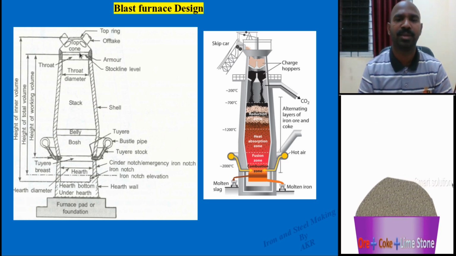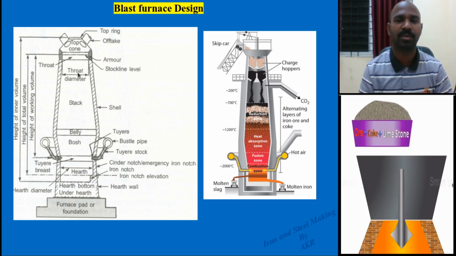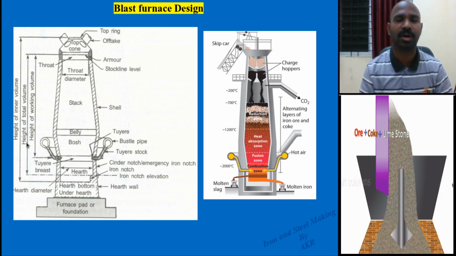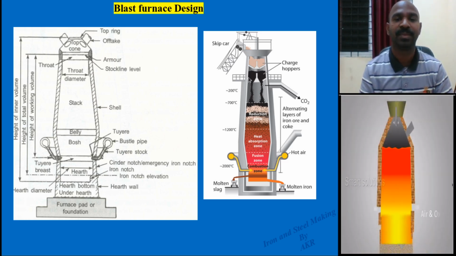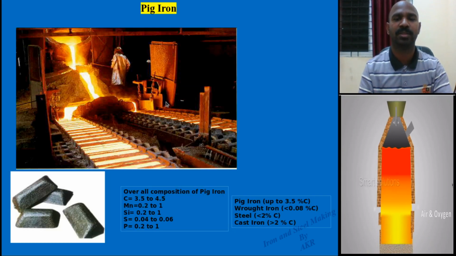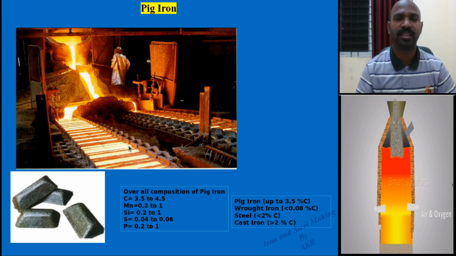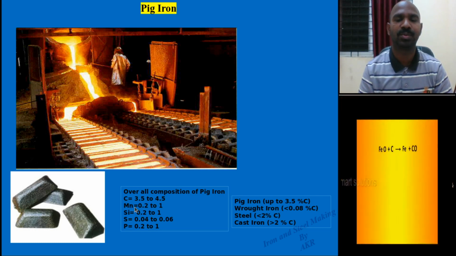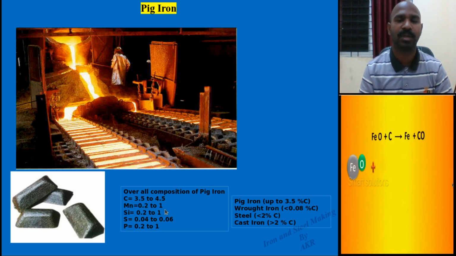In detail, in coming lectures, the design part, locations, dimensions, process and physical chemistry will be explained. Now, why is pig iron called pig iron? Since it is produced in piglet-kind of molds, it occupies this particular shape, that is why it is called pig iron. Overall composition of pig iron: carbon ranges from 3.5 to 4.5, manganese 0.2 to 1, silicon 0.2 to 1, phosphorus 0.2 to 1, sulfur 0.04 to 0.06.